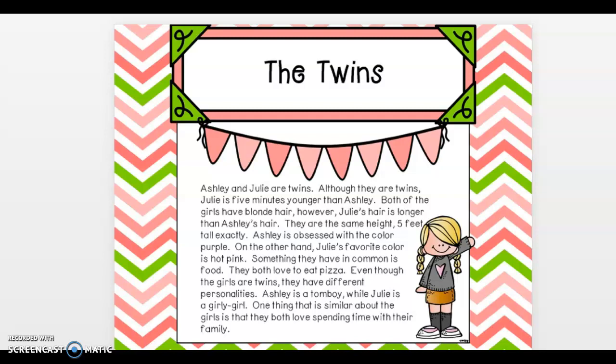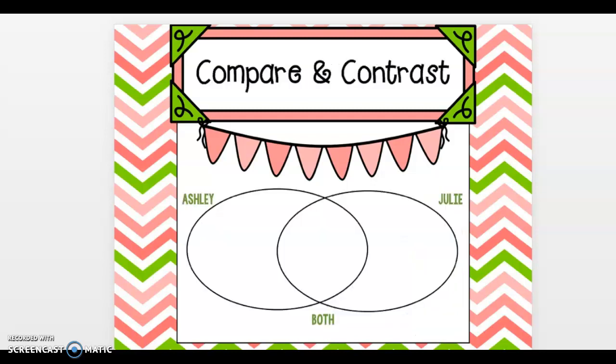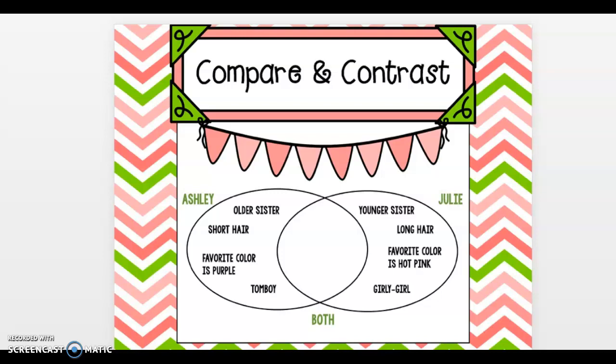Okay, I heard a lot of good things that we can put into our Venn diagram. So if we were to compare and contrast, we have Ashley on the left. In the center, we have what they both have in common, and Julie is on the right. So we're going to start with Ashley. Ashley is the older sister, if you recall. She has short hair. Her favorite color is purple, and she is the tomboy. Moving on to Julie. Julie was the younger sister. She has long hair. Her favorite color is hot pink, and she is a girly girl.